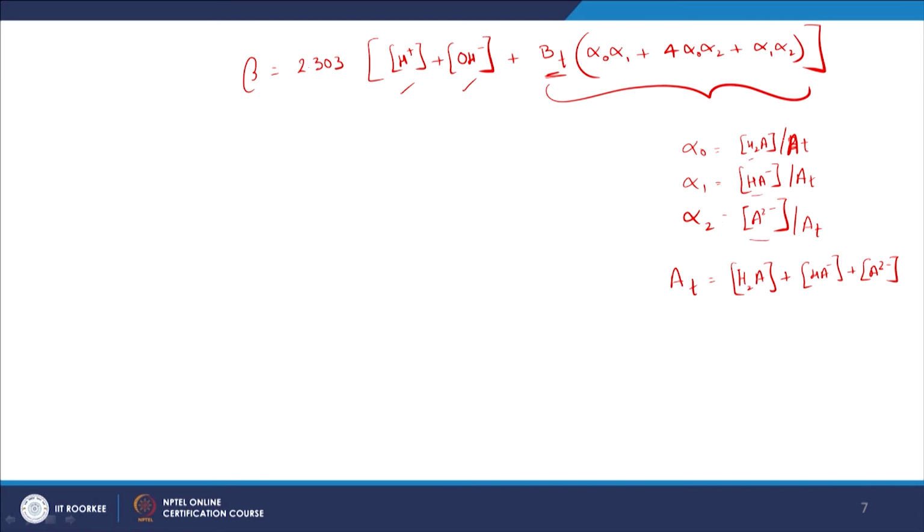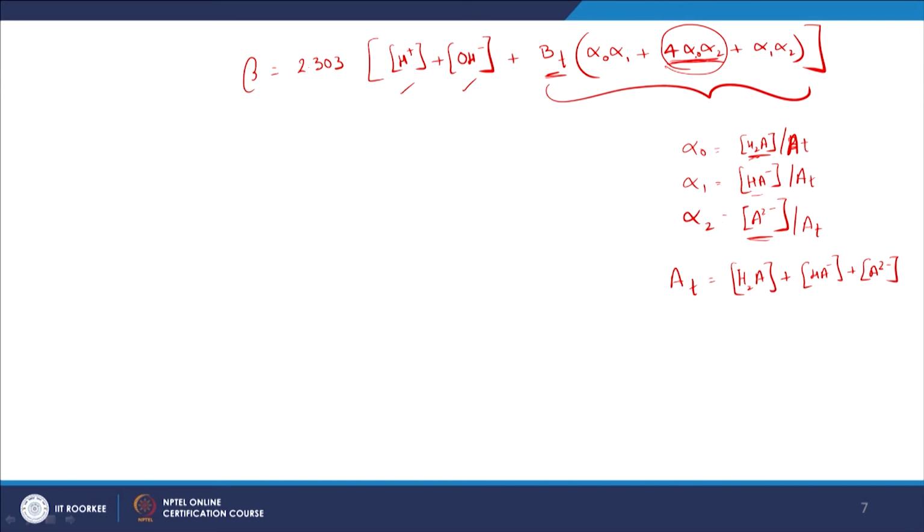So again keep this in mind when we look at this data, and with our background we can eliminate this variable. Why is that? Whenever H2A is at higher concentration, A2 minus will be at remarkably low concentration, right. So again try to think of this variable for alpha naught into alpha 2, right.